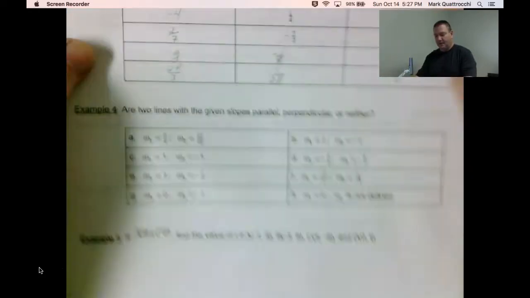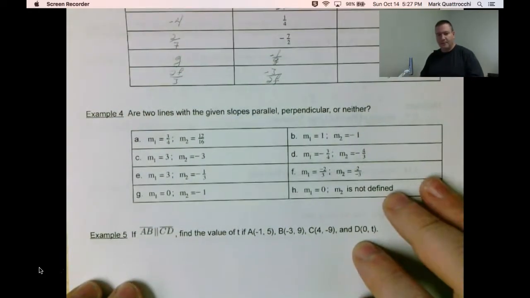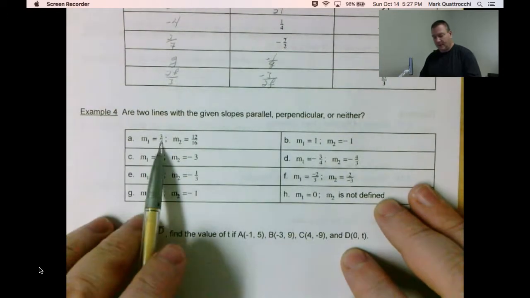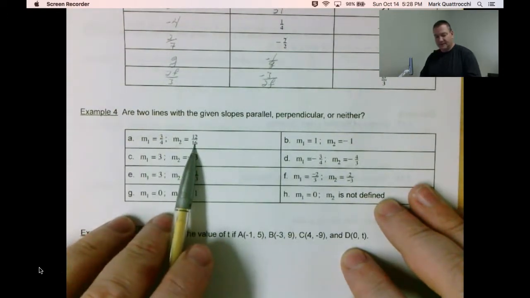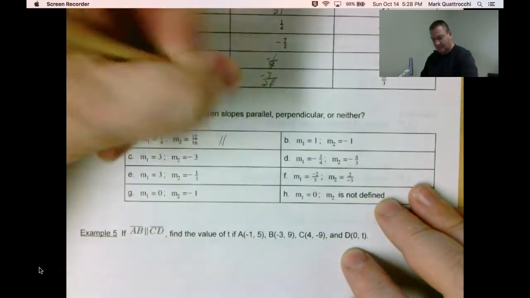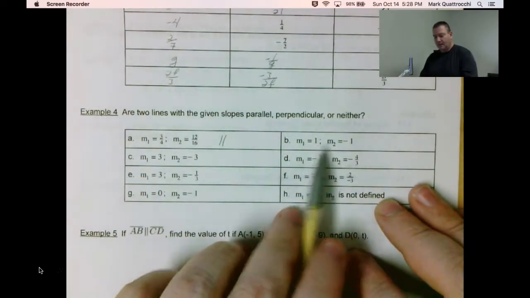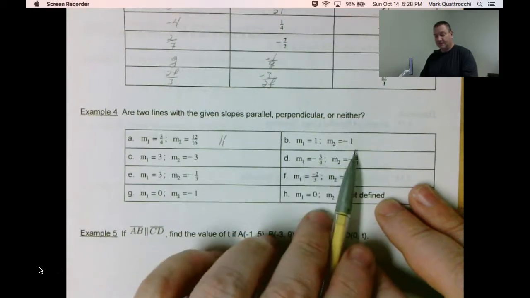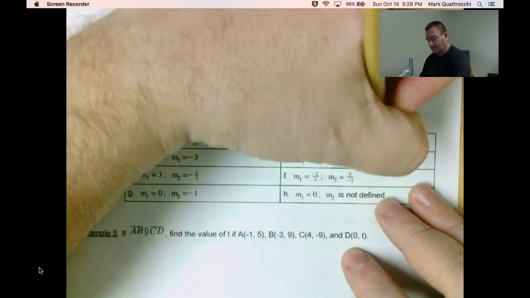Are two lines with given slopes parallel, perpendicular, or neither? This reduces down to 3/4, so these are parallel. These are negative reciprocals of each other, perpendicular.